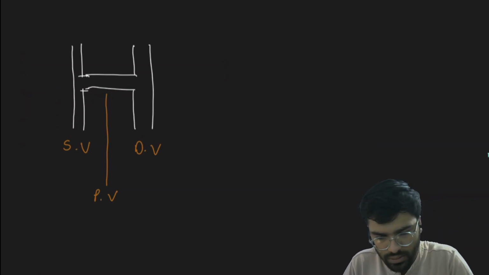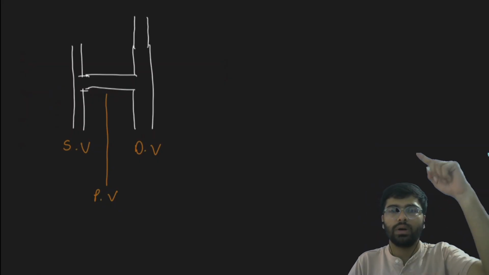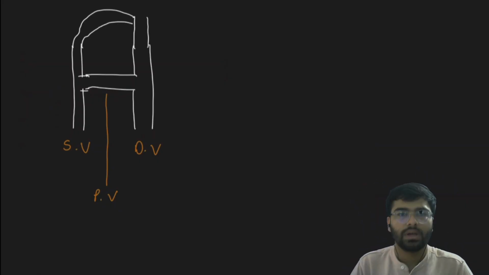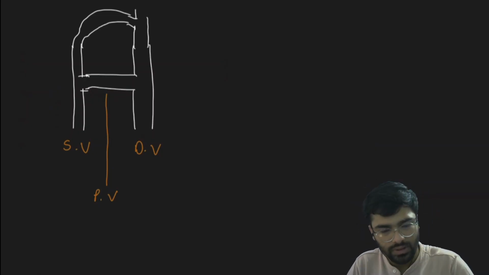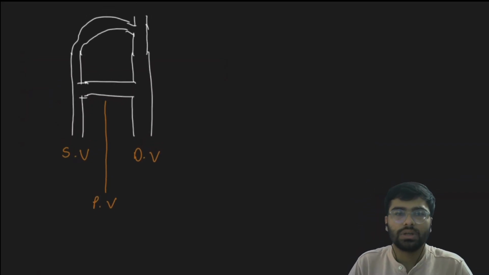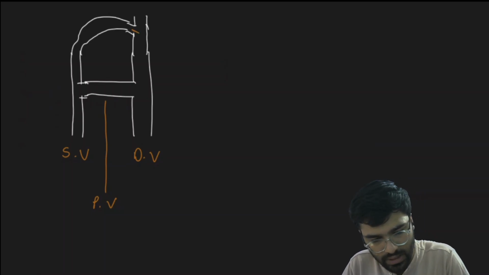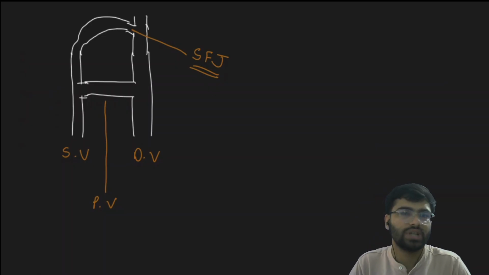Here you can see this is the superficial vein, right? The deep vein goes upward and upward, and this superficial vein gets curved, and finally it gets connected to the deep vein. This is known as junction. Now let us consider that this is the deep vein and this is the superficial great saphenous vein. So this junction will be known as saphenofemoral junction.